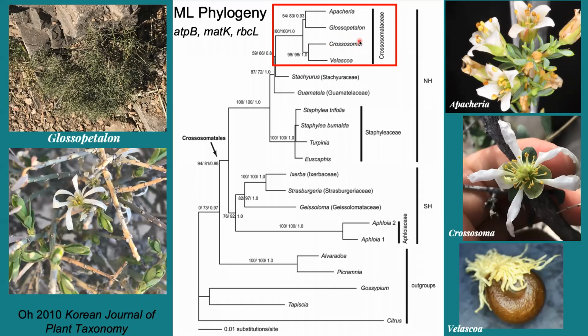For Crossosoma, the group here, it can be found in Arizona and California. It's actually used as an ornamental in some places, and they'll grow it because it's so beautiful. It's a beautiful native plant. They have these really big petals here. And then Velascoa, I don't have a picture of it, unfortunately. I just have a picture of the seed. But this one is found in the Central Plateau of Mexico. These ones were hypothesized or supported to be sisters to each other. And Velascoa has this crazy arrow here on the seeds. I wonder what kind of dispersal goes on there.